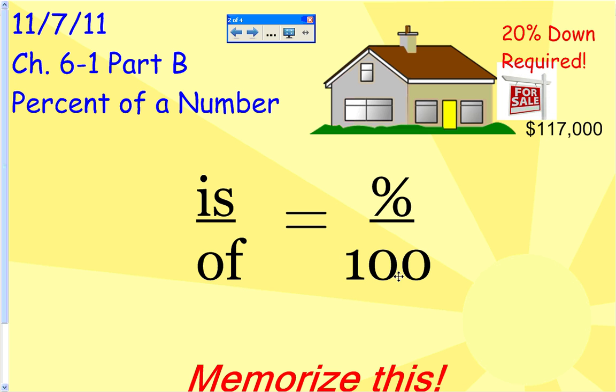This is the proportion that we're going to use to do this, and you need to memorize this. It's simply is over of equals percent over 100. And in the following slides, you'll see how we use this. But for now, you just need to know that you need to memorize this. Is over of equals percent over 100. So if you want to pause the video and copy this down, go right ahead. I'm going to the next page.